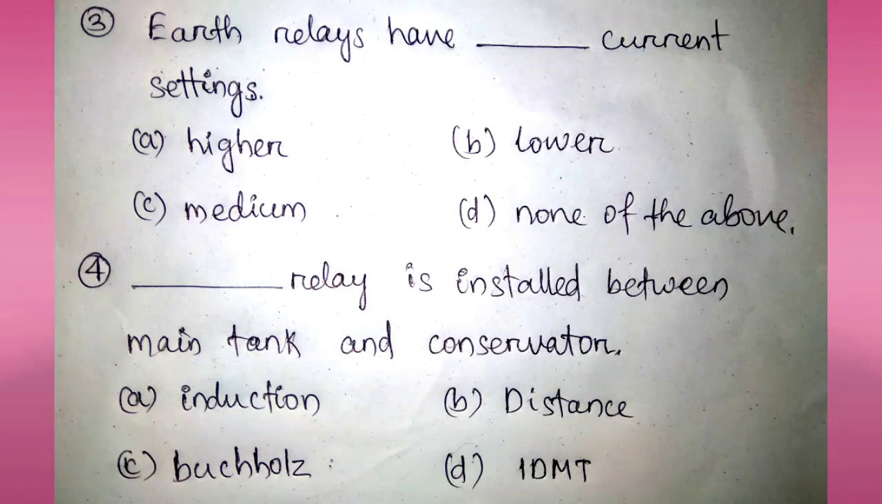Question number 3. Earth relays have dash current settings. Option A higher, option B lower, option C medium and option D none of the above. The earth relays have lower current settings. So the correct answer is option B, lower.